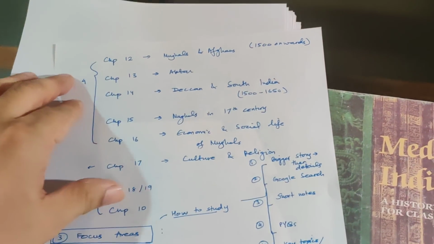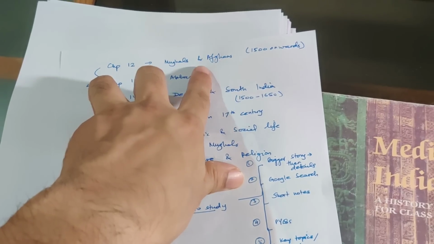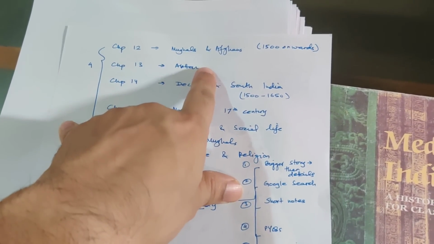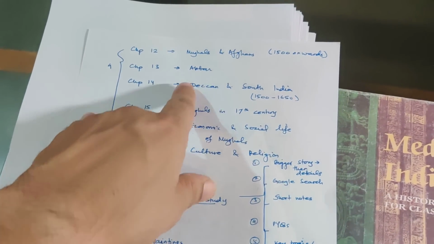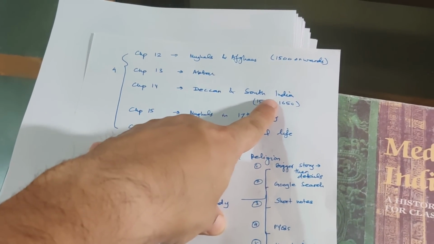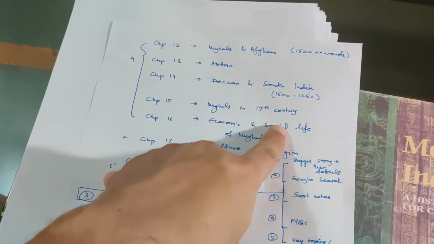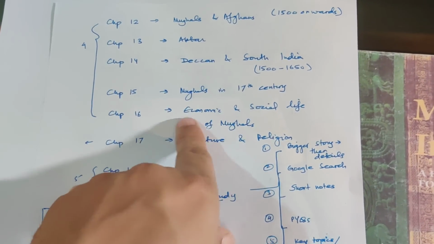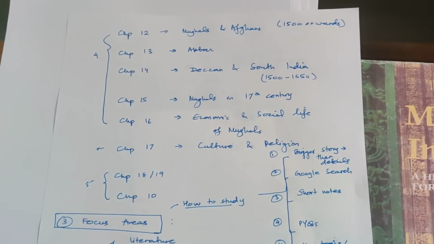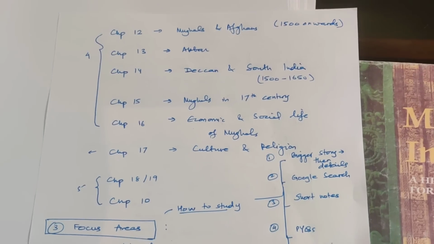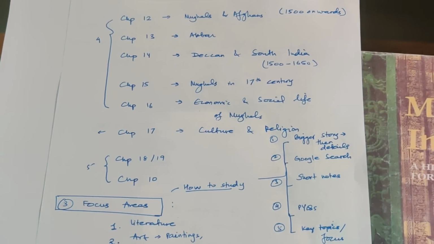So for example, this fourth batch is of Mughals, mostly Mughals and Afghan invasions in India, 1500 onwards relatively. Then Akbar's reign, then the Deccan and South India at that time during the Mughals' time. Then there is one whole chapter on the Mughals, different Mughal kings. Then economic and social life of the Mughals, and then culture and religion of the Mughals. So all these are bunched in one thing, and you can study them together.